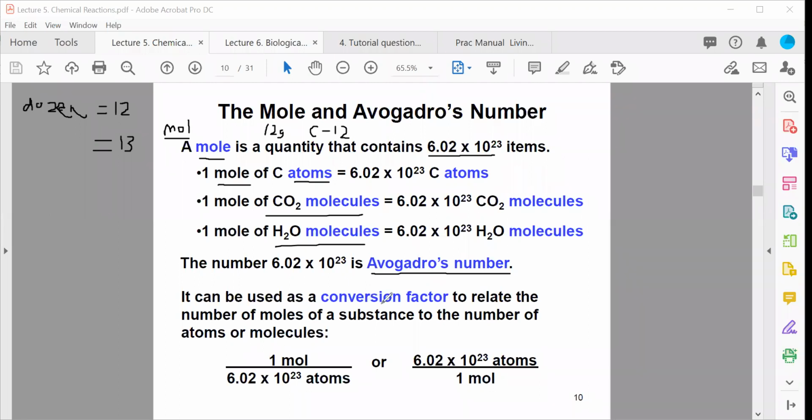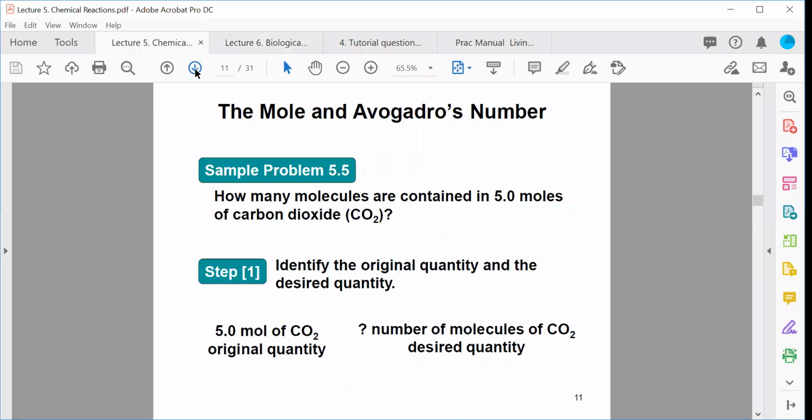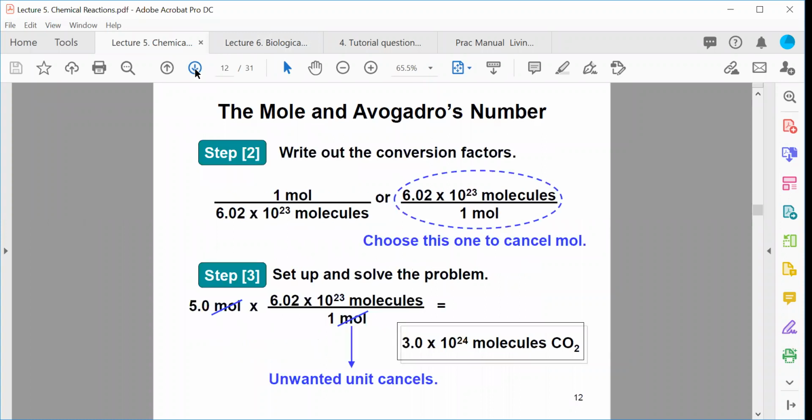All right, so that term, the mole, can be used as a conversion factor to relate the number of moles of a substance to the number of atoms or molecules. But you don't have to worry about that, because this really is not relevant for us in the life sciences. So that's there just for your interest.